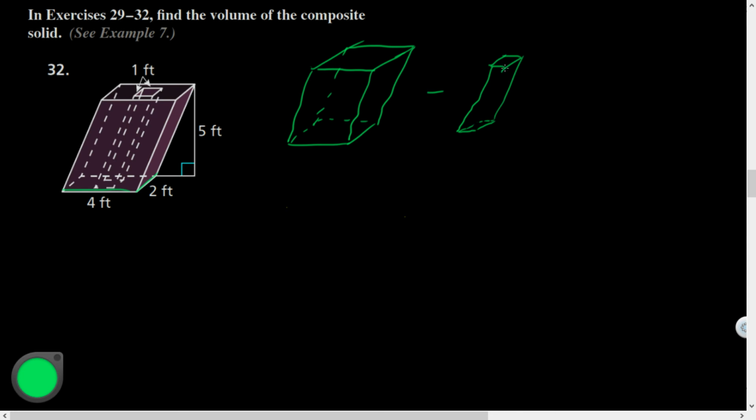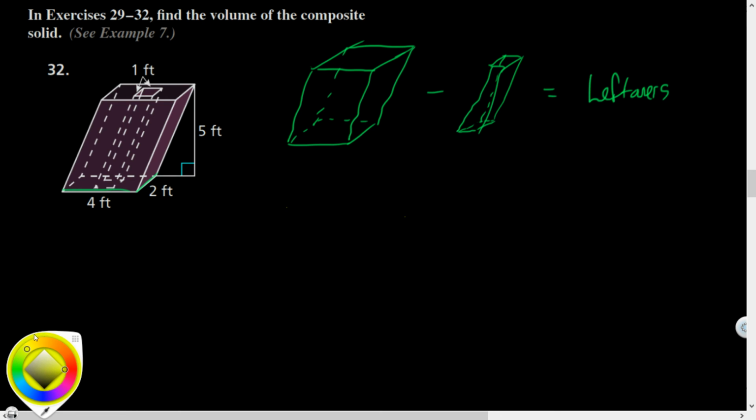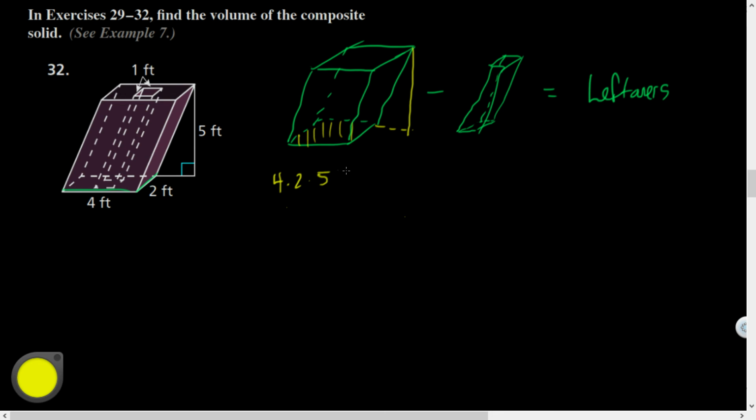Man, this drawing is getting worse and worse by the minute. And that's going to equal the leftovers. So the volume of the big one is going to be the area of the base multiplied by the height, which notice the height is oblique, it's crooked. So the 5 is going to be the thing that's helpful for us. So the volume of this guy is going to be 4 times 2 times 5. Those are all in feet. So this is 40.